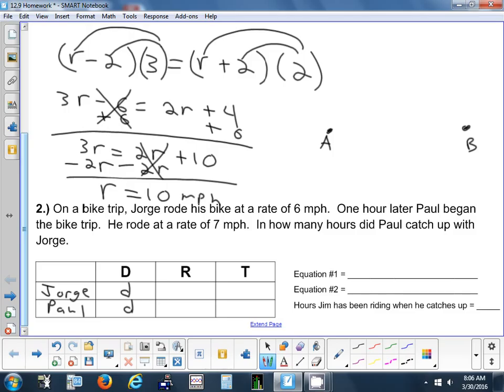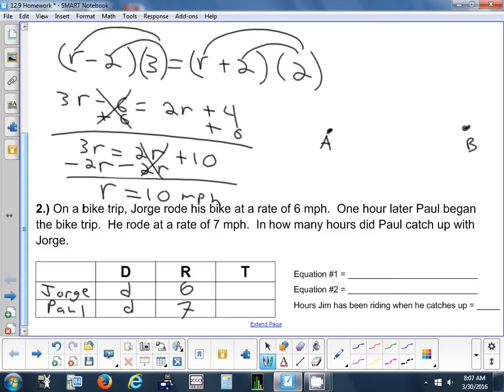All right. As I read this, George rode his bike at 6 miles per hour. What box does that go in? The 6. Rate, and does it go in the top box or the bottom rate box? Top one. Okay. Next one. Paul, we'll worry about this part. Paul began an hour later. Paul rode at 7 miles an hour. 7 goes in the bottom box.